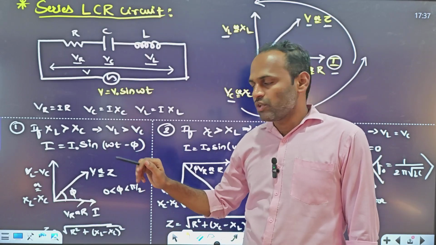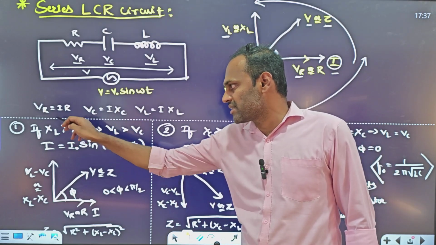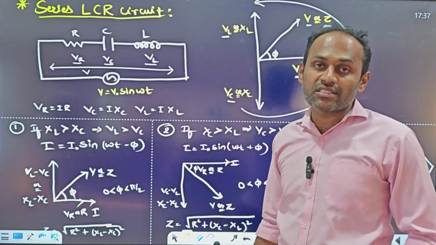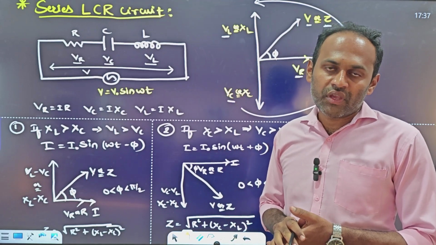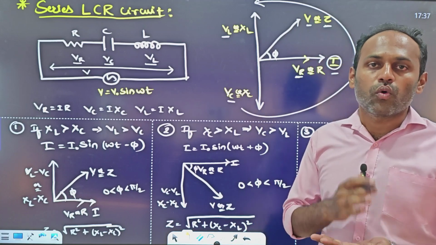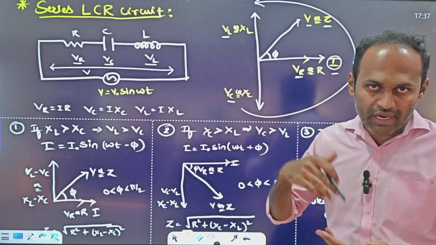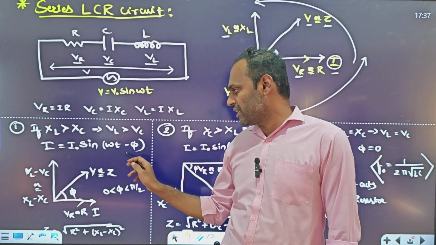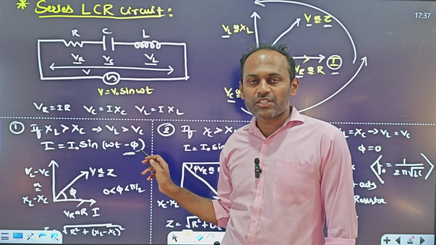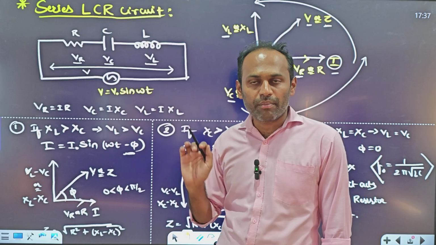Current in this case, this is an inductor dominant circuit. If inductive reactance is greater, it means this is inductor dominant circuit. So if it is inductor dominant circuit, voltage should lead, current should lag, right? That's why we write I is equal to I naught sin omega t minus pi. Minus pi means current is lagging behind the voltage by pi angle.